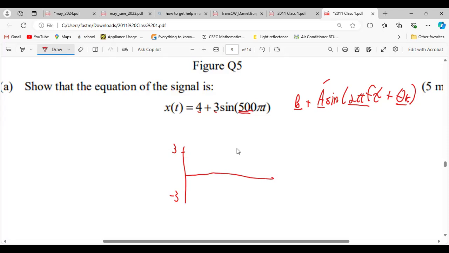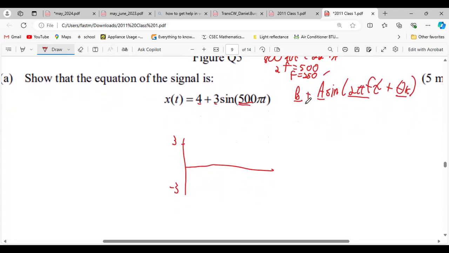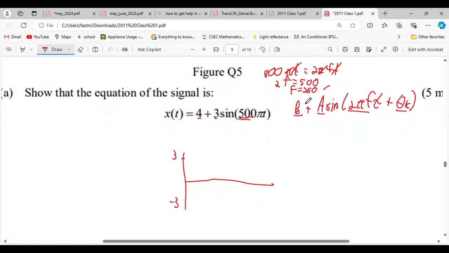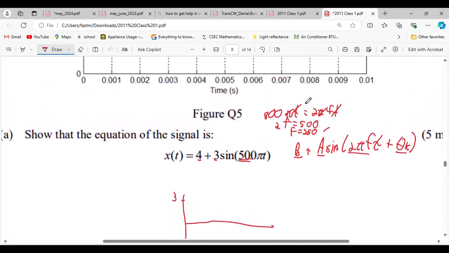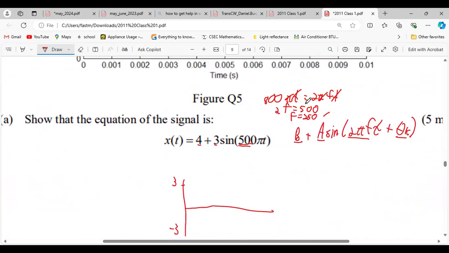So let me just equate these two. So we have 500 pi t, and that will equal 2 pi f t. So the t's cancel, and the pi will cancel, right? So you end up with 2f is 500, and f will be 250. I think that's how it goes. So that will be the frequency. So 1 on that will give you a period, right?